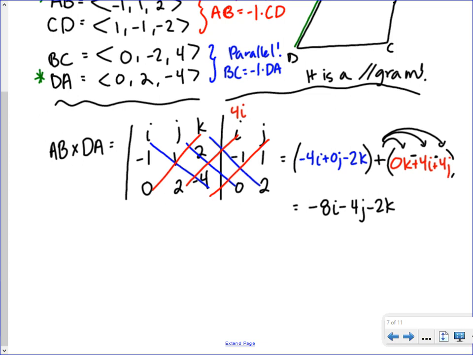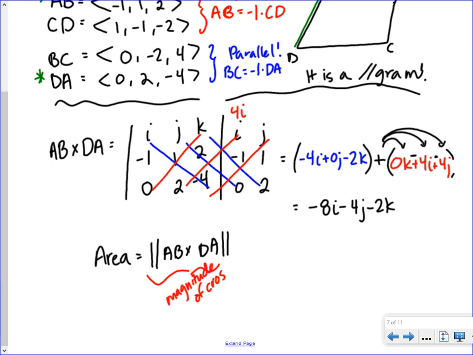Now, that's a vector, right? That's not an area. So the area of the parallelogram, and remember, is the magnitude of the cross product. So I'm going to do the magnitude of my cross product. You've already done your cross product, so you just have to do the magnitude. Magnitude is the square root of all of the components squared and added together.